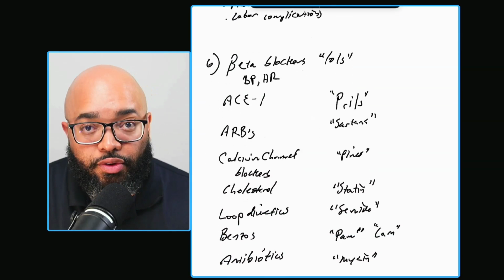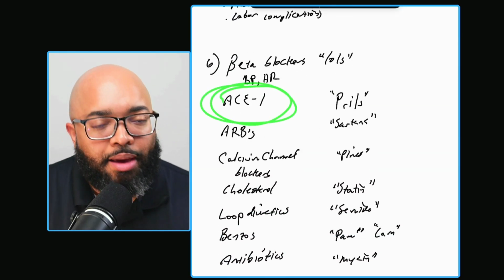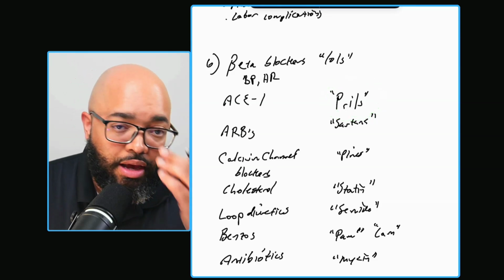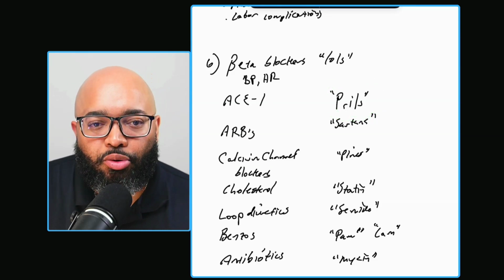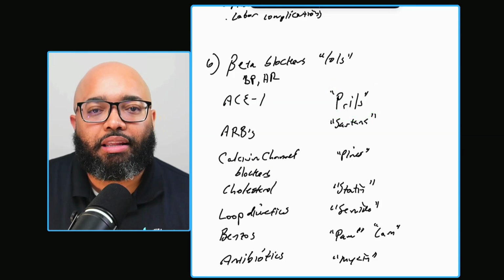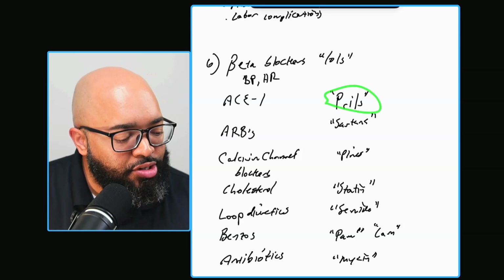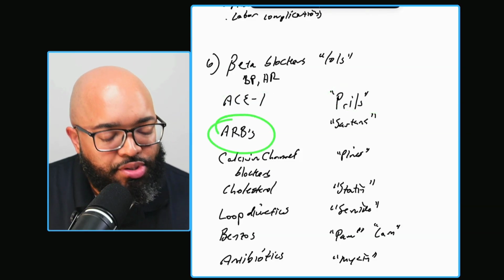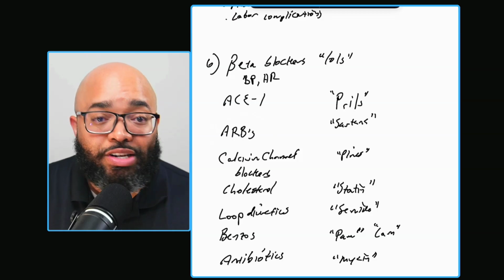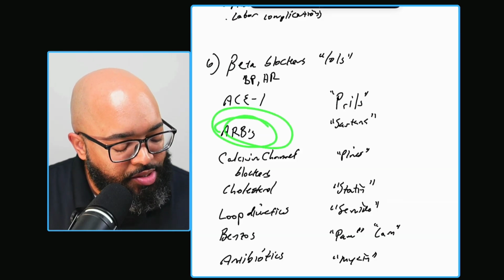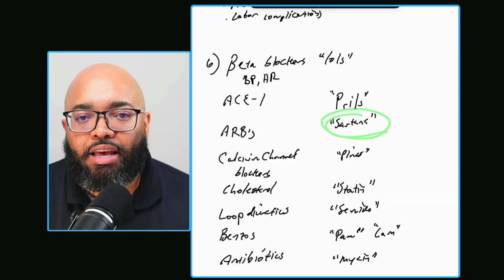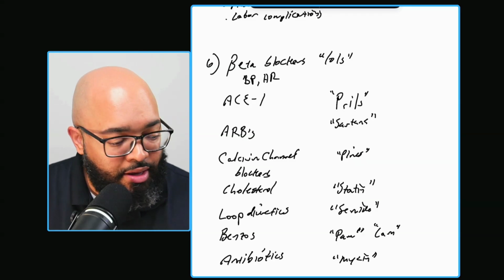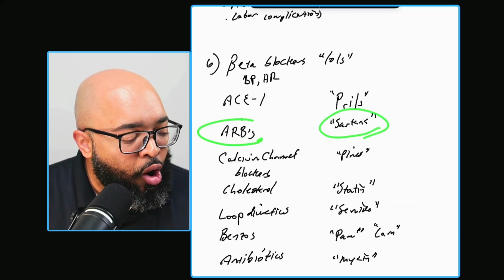Another drug that's used for blood pressure is going to be your ACE inhibitors. These are known as your prils. Lisinopril, enalapril, enalaprilat. There are lots of prils, but the prils are your ACE inhibitors. We also have ARBs, angiotensin II receptor blockers. They end in sartan: valsartan, losartan, candesartan. The sartans are your ARBs.